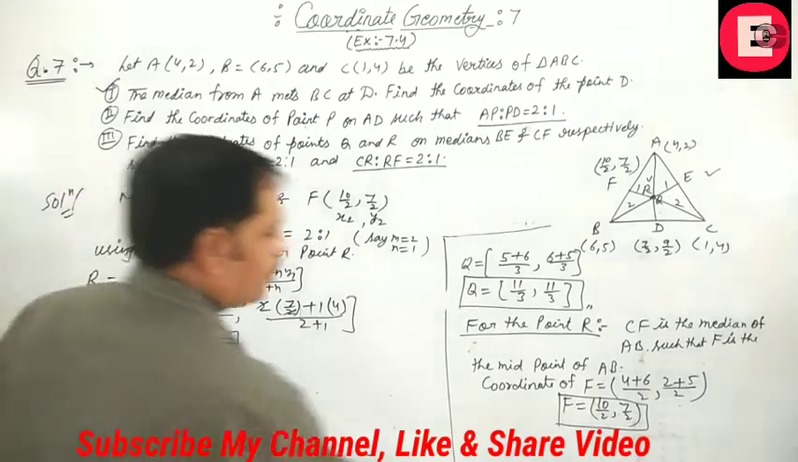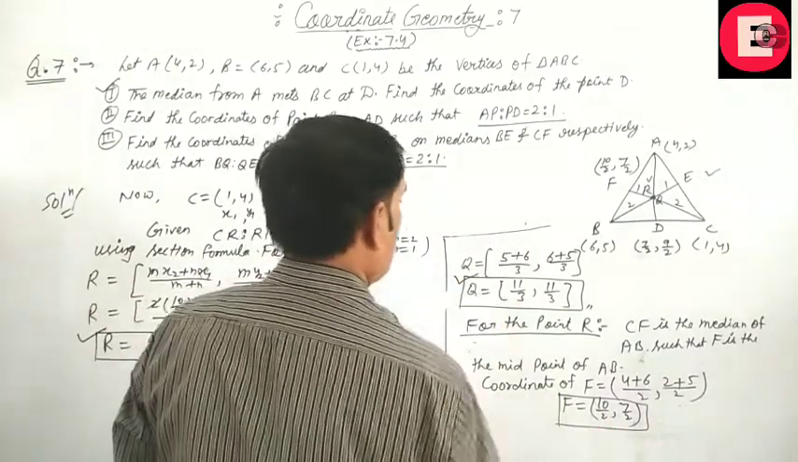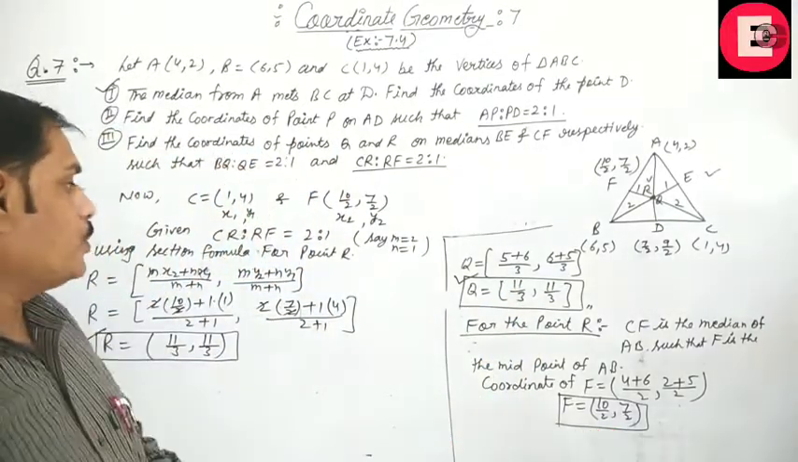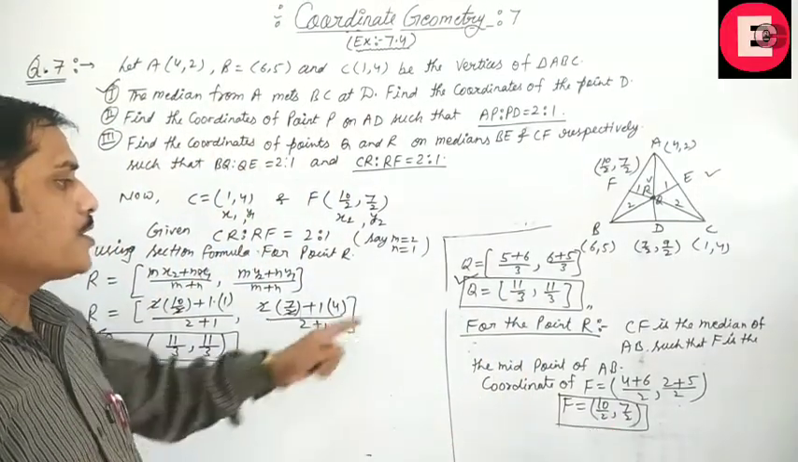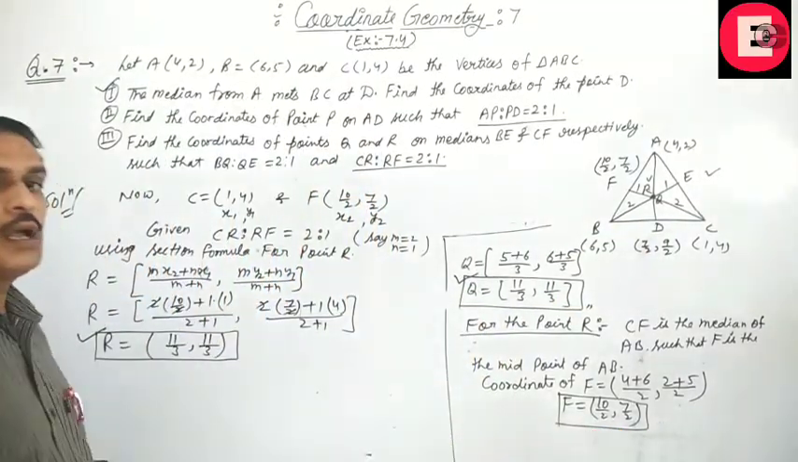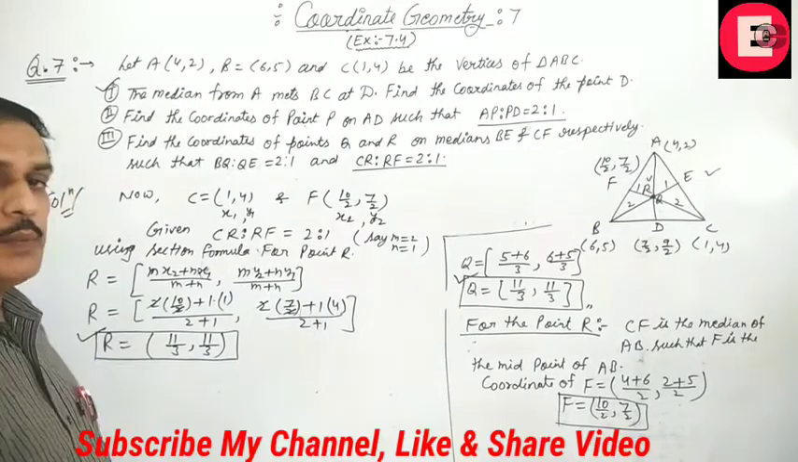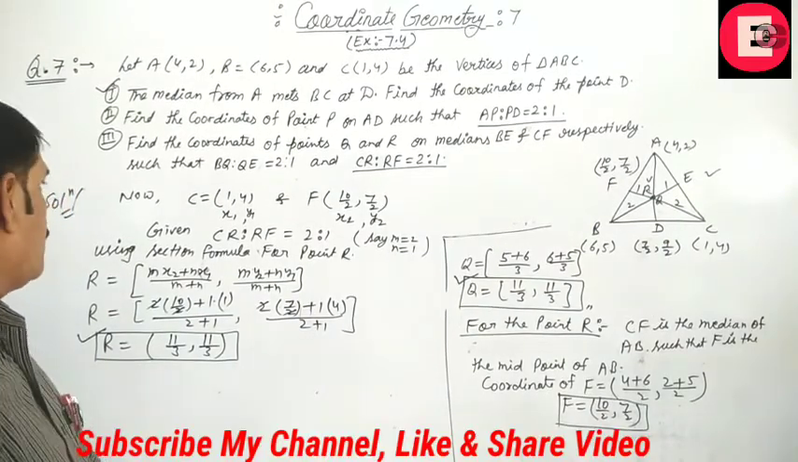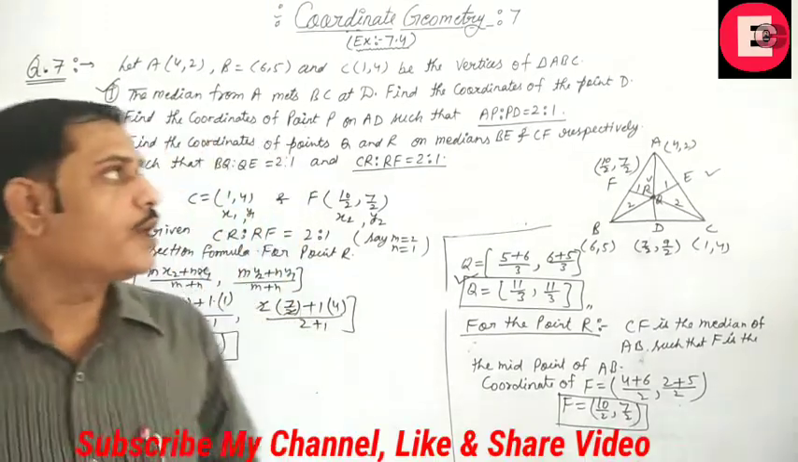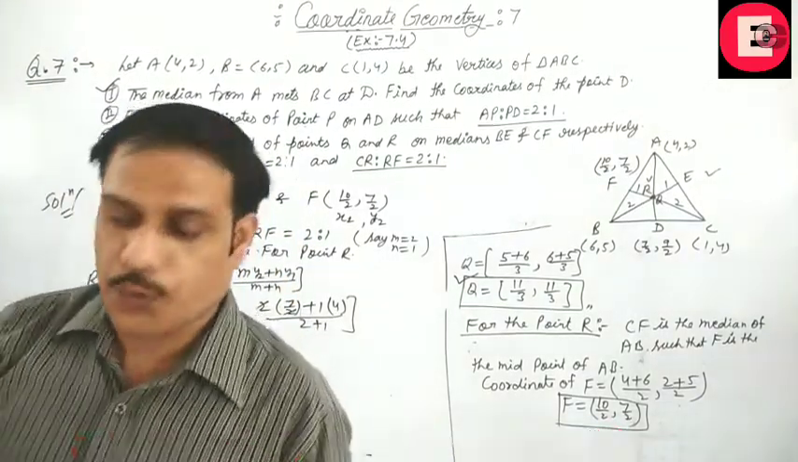Coordinate of R, coordinate of Q and coordinate of P, so the three points P, Q and R will be the same. Okay, note the third part. We will go for the next part of the question.